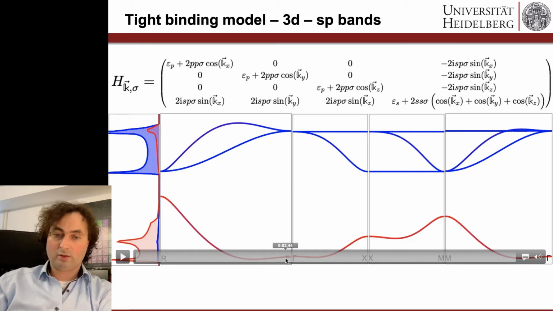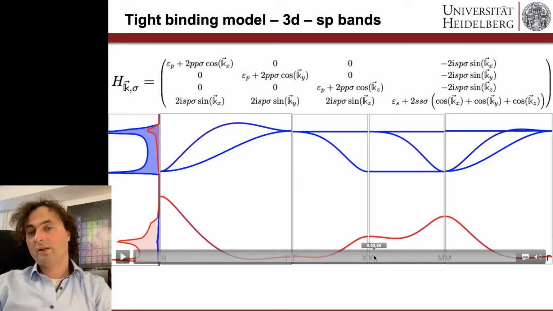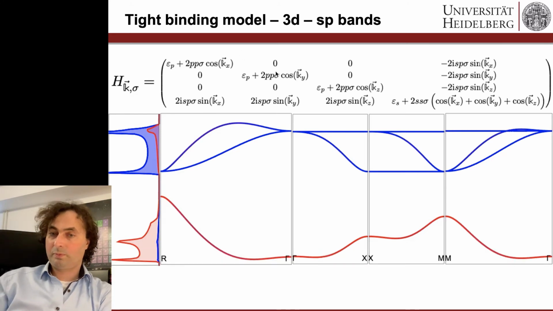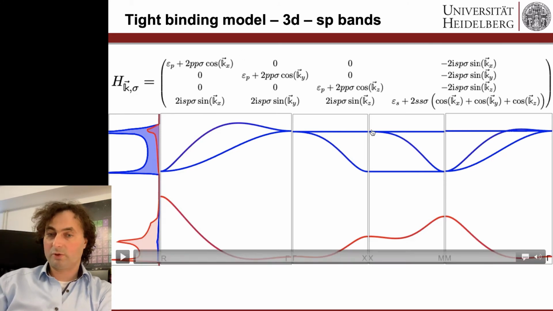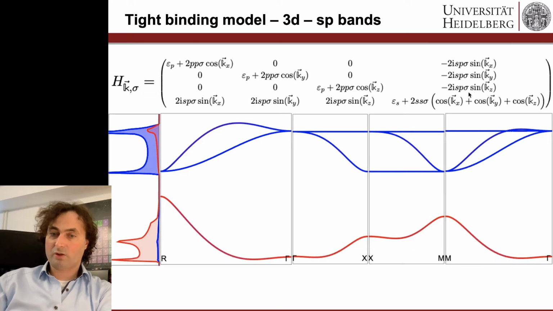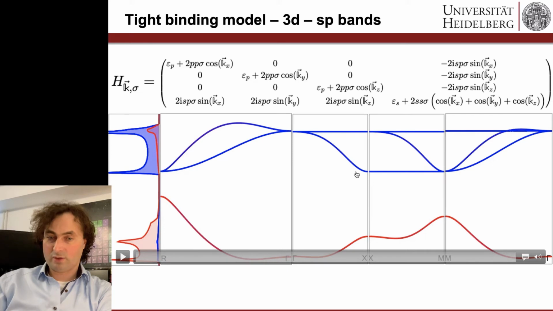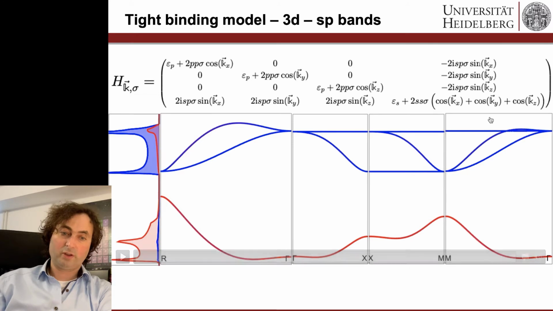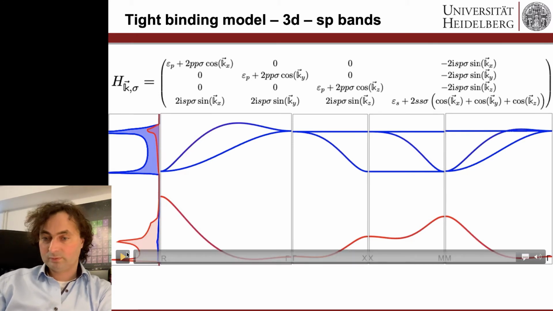And the same is when you go from gamma to X: the py and the pz orbital do not disperse, but the px orbital has a dispersion, and the px orbital can interact with the S band, such that you get here not just a cosine-like dispersion, but this additional repulsion between the levels. When you go from X to M, you move in the ky direction, such that the py orbital has a dispersion, the pz and the px orbital don't. And now I move back to gamma.